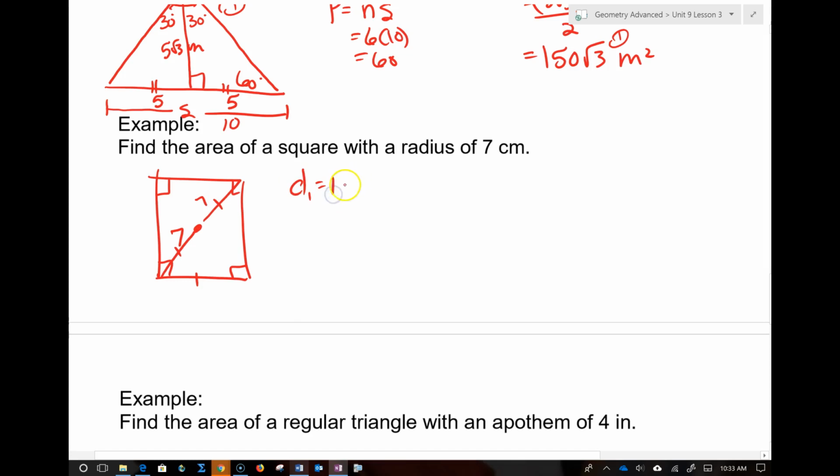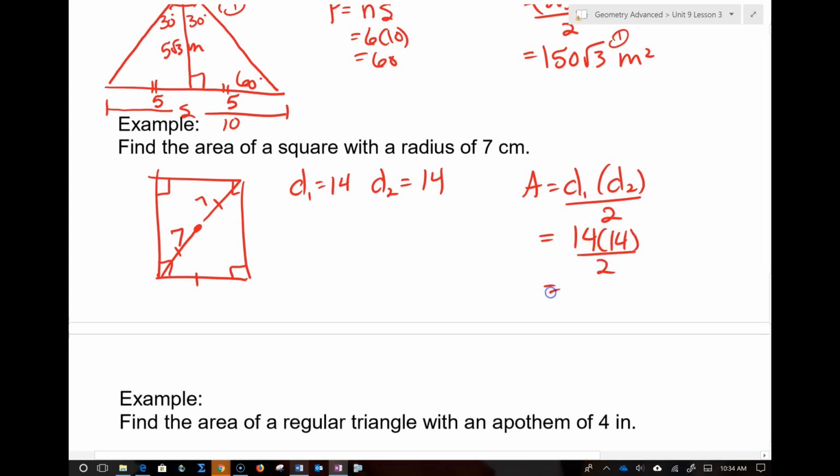If that diagonal is 14, what's the second diagonal's length going to be? Can I just use yesterday's class formula? I can go area equals diagonal 1 times diagonal 2 all over 2. I am not going to mess with using a special right triangle when I don't have to. I know with a square the diagonals are congruent, and they're perpendicular, so I can use the formula for a rhombus or a kite. So just go 14 times 14 all over 2.